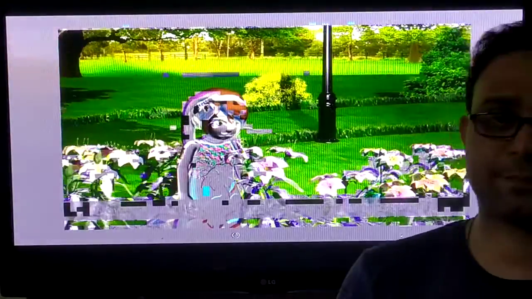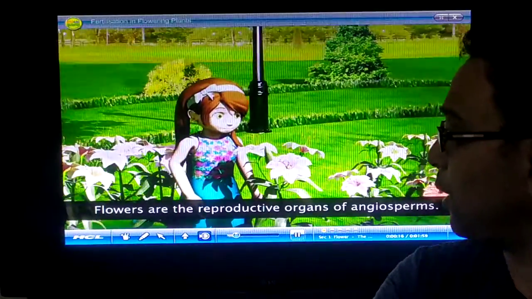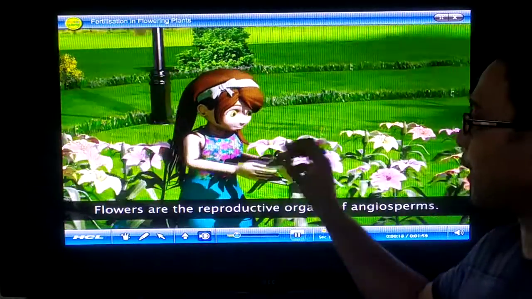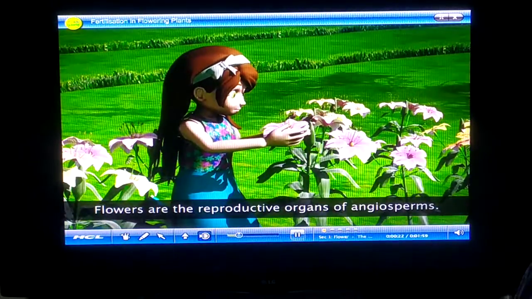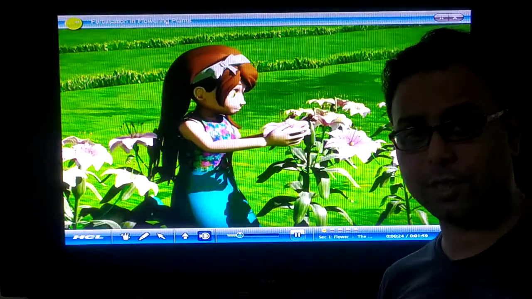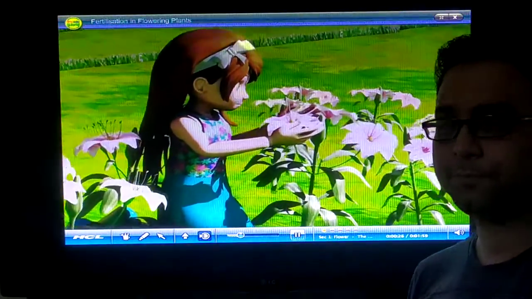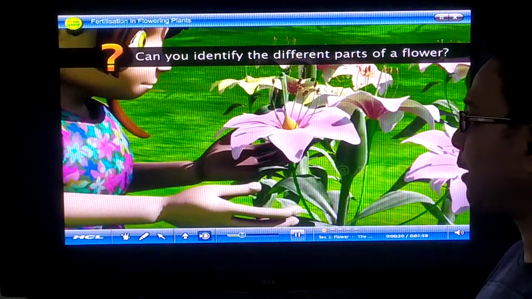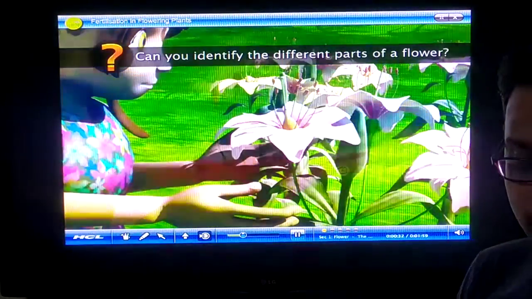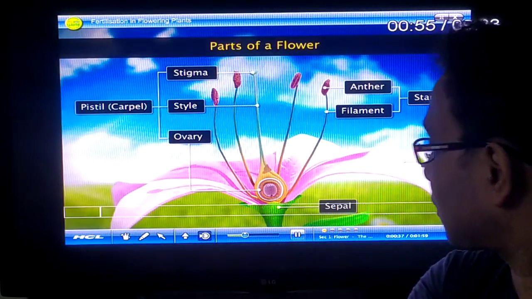You know, the flower is the reproductive structure. Ultimately, it is the reproductive organ of the angiosperm. This is the most important structure by which the sexual reproduction of flowering plants happens. If we discuss the structure of the flower, the flower has different parts, which we discussed in our first class.